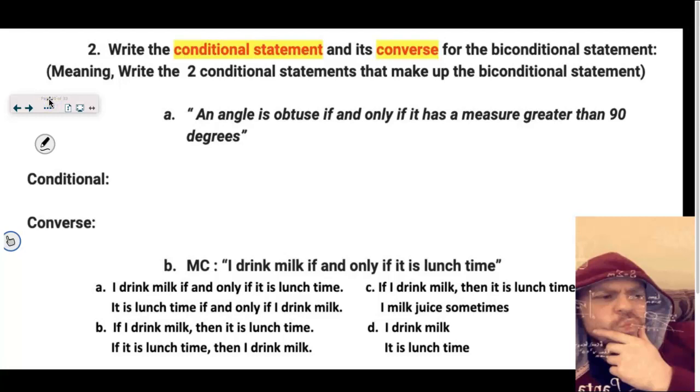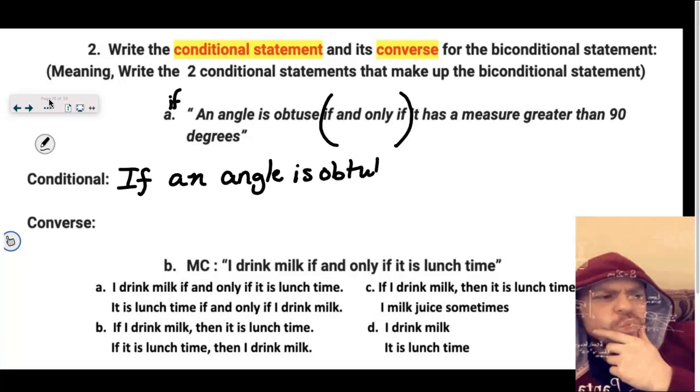So, last page. It says, write a conditional statement and its converse. So I'm going to deconstruct this. So now I see this phrase, if and only if, and I'm going to break it into its two statements, the original. I'm just going to put the word if in front of this. If an angle is obtuse, chop the if and only if, I'm deconstructing it. If an angle is obtuse, then let's just say it measures. It has a measure.